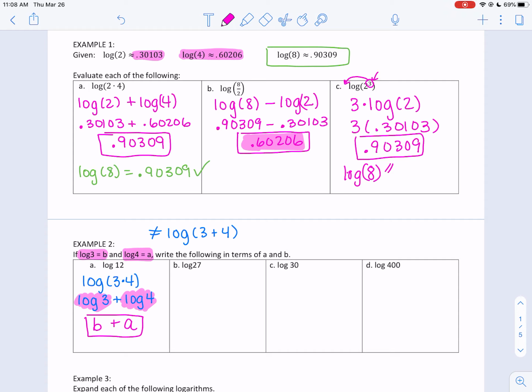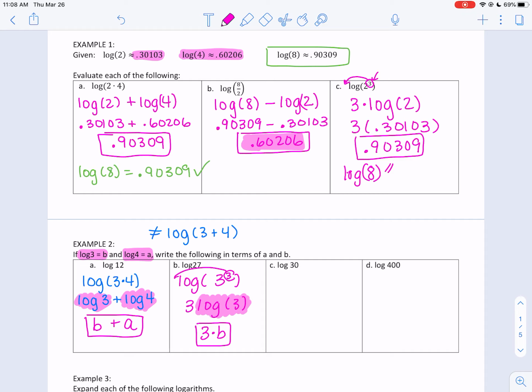We can do the same moving down the line as we go to log 27. You can write log 27 as a product, again, of 3s and 4s. I look at 27 and I know 27 is 3 to the third. I see that I have an exponent here. This exponent can be moved in front as a coefficient. That would be 3 log 3. Again, we see that expression there for log 3, and we can turn that into a b. So this would be 3 times b, or 3b.